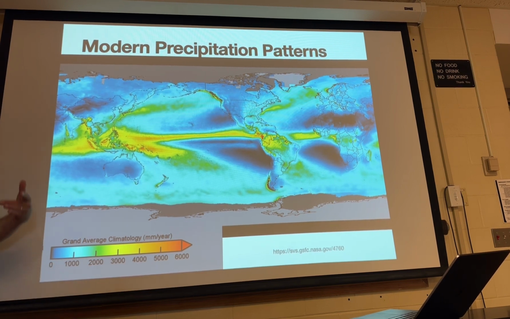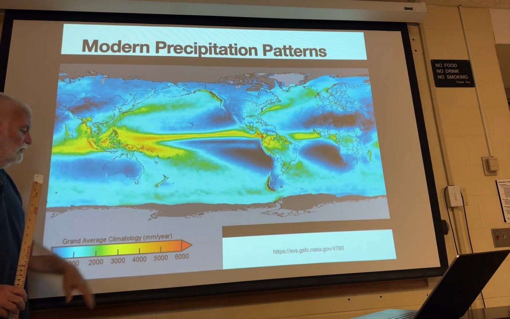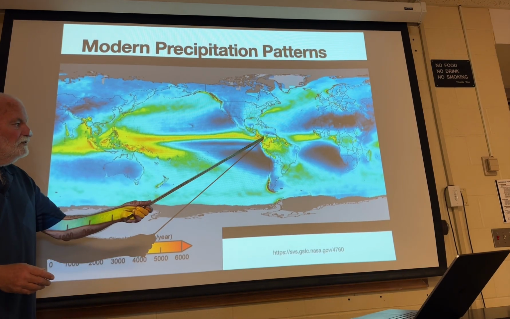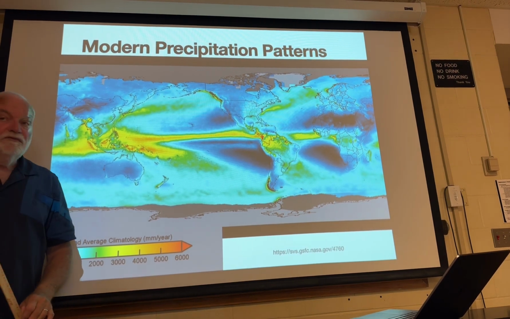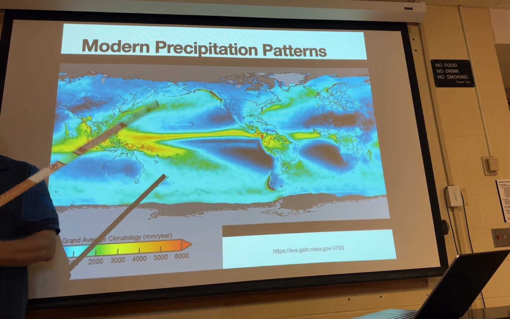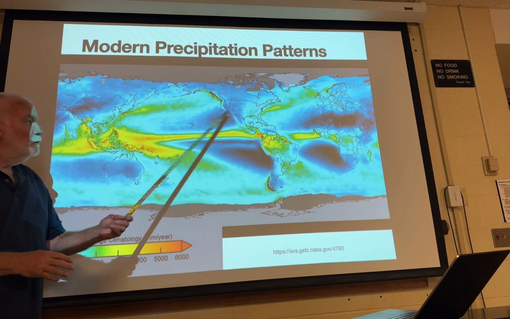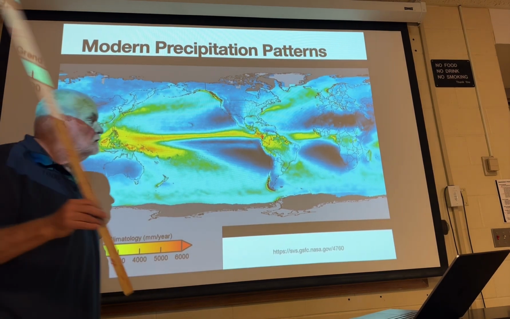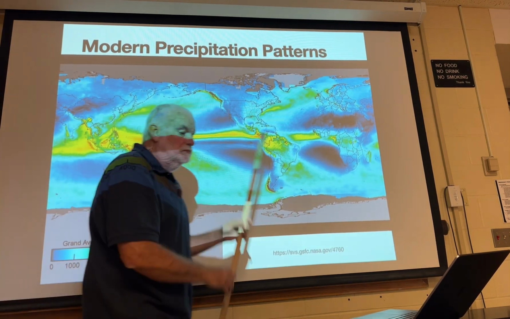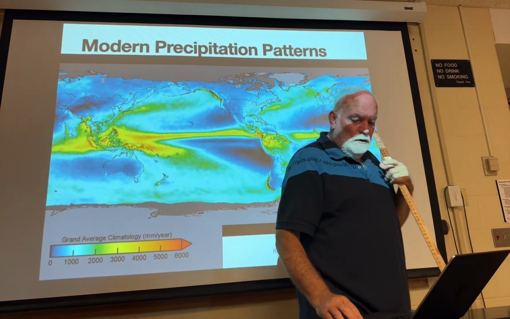So those patterns, this would be an average pattern, I think. Grand average climate. So it's yearly, and these are millimeters per year. This little spot gets 6 meters of precipitation, which is higher than this room. In Cincinnati, we're not gonna get that much precipitation a year. And that's the light blue-ish. Okay.